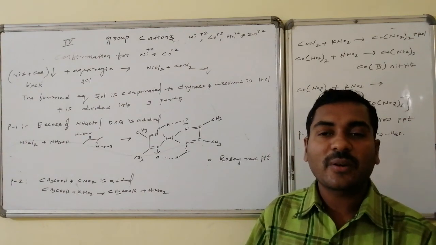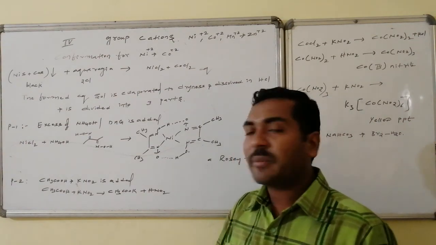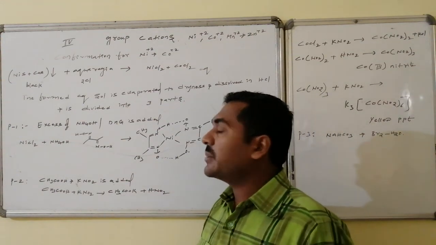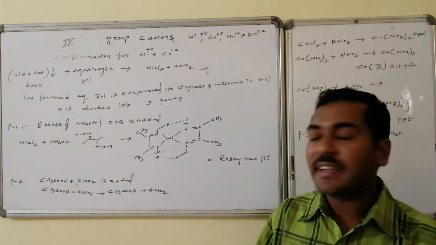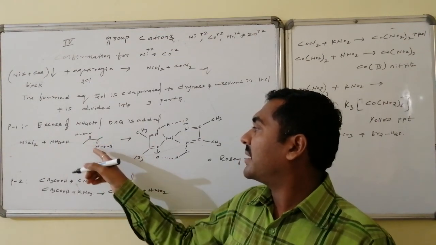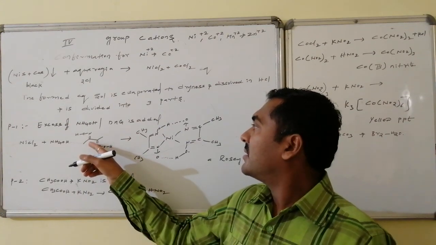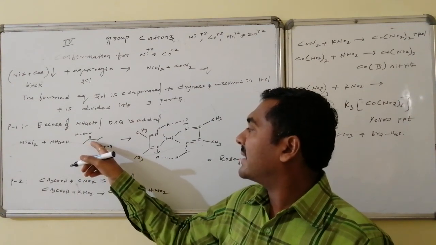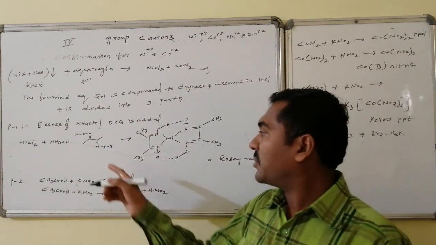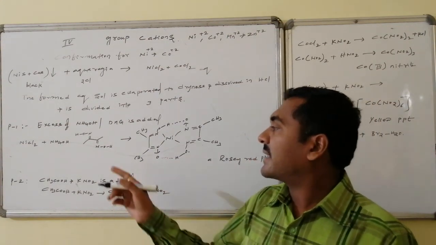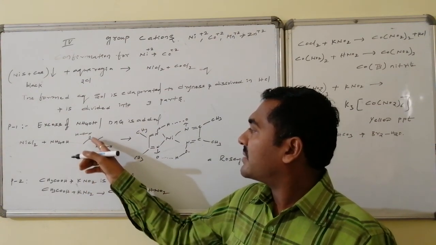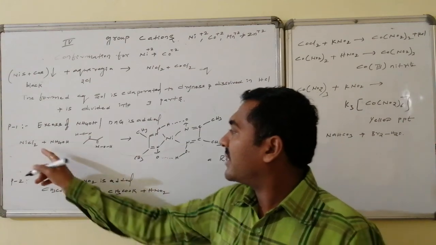To that nickel chloride, an excess amount of ammonium hydroxide is added to make it basic, followed by DMG, the dimethylglyoxime ligand. This is dimethylglyoxime: CH3, C double bond NOH, C double bond NOH, followed by CH3. It is acting as a ligand, nitrogen is acting as a donor, and here also nitrogen is acting as a donor. Nickel chloride is having chlorines.